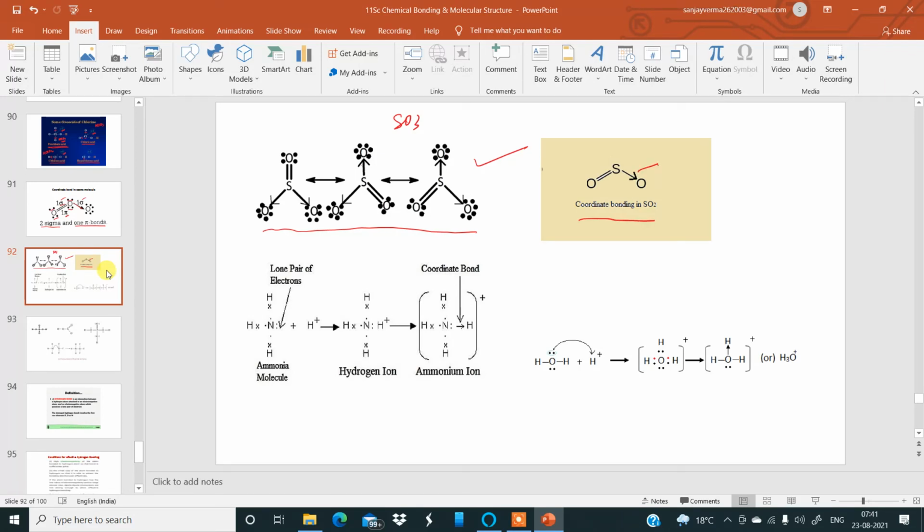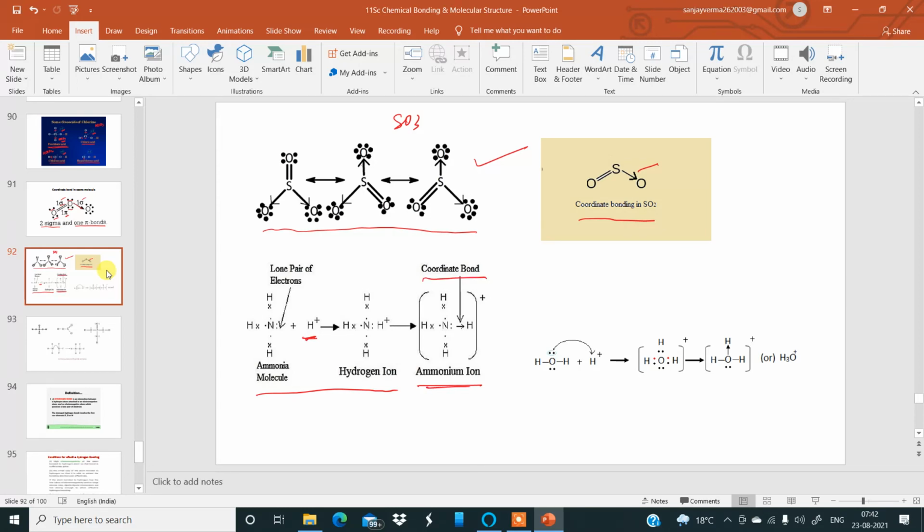Next is the ammonium ion. This we have learned in class 10 as well, in ICSE class 10. Formation of ammonium ion: when a lone pair of electrons on the nitrogen atom associates with the hydrogen ion using its lone pair of electrons, then it forms an ammonium ion in which there is a coordinate bond.